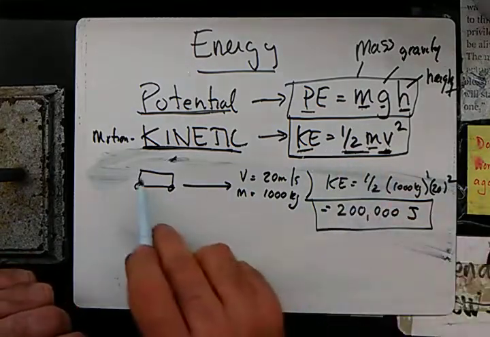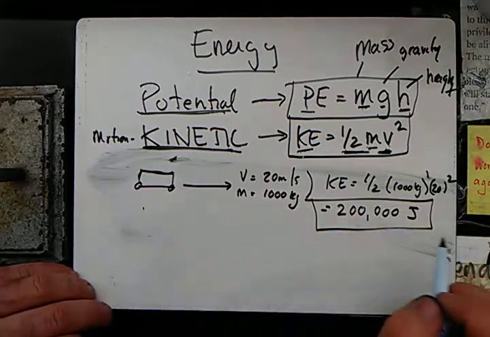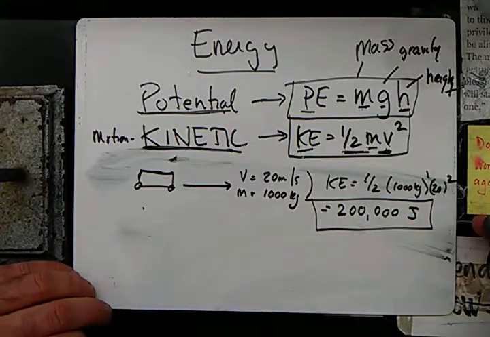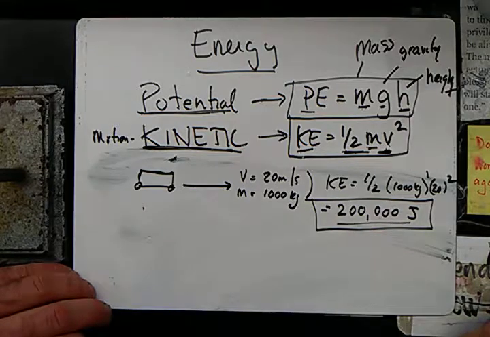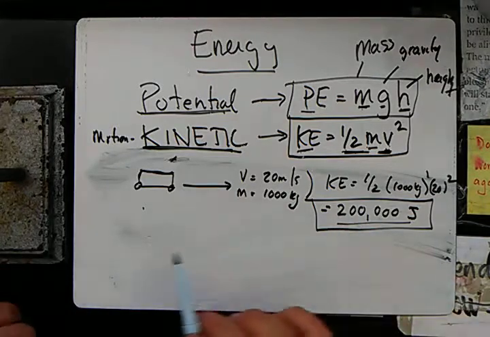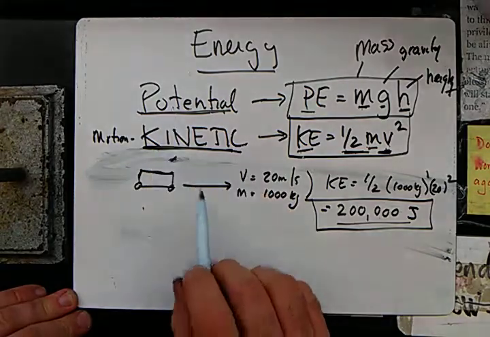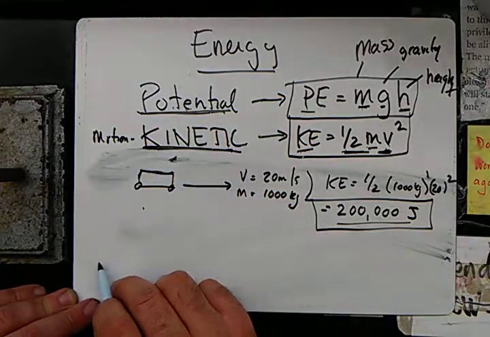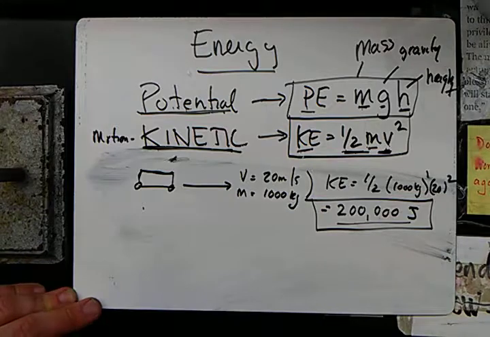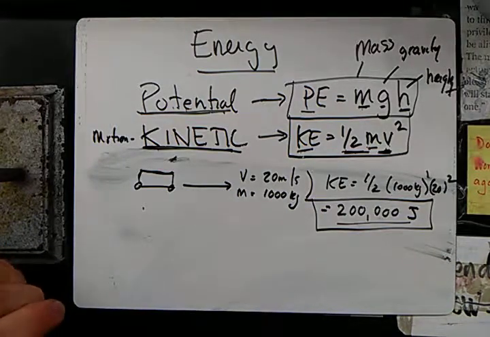In class, we're going to go over the relationship between kinetic and potential energy at different heights. There's a big number, 200,000 joules, a lot of work, a lot of energy. We're going to get into how kinetic and potential energy relate to each other in a different video. We'll call it the roller coaster video.